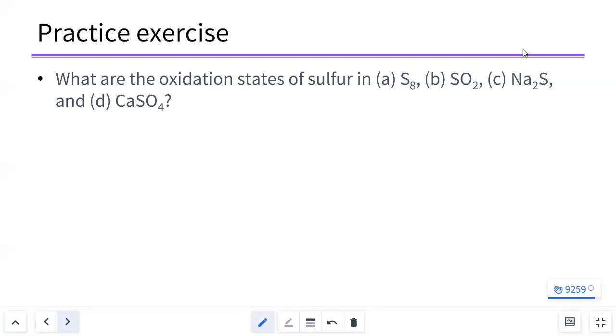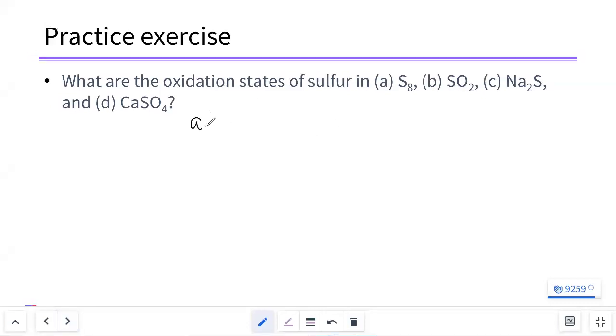So starting with letter A here. What is the oxidation state of sulfur in S8? All right, say that louder, Isaac.